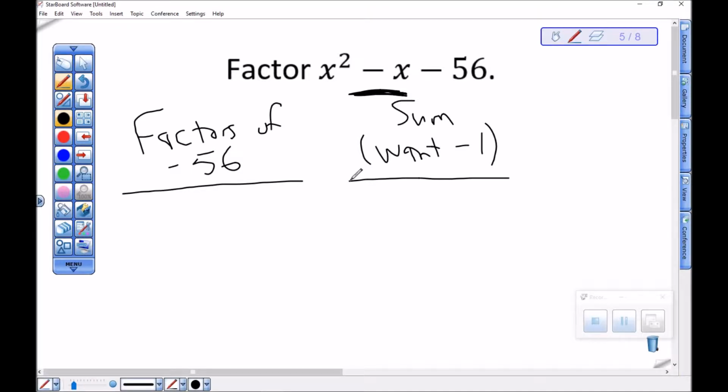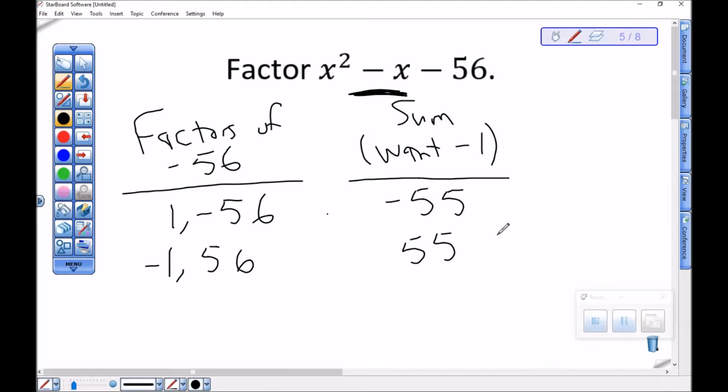Now, if you don't know what those factors are, I'd suggest starting at the beginning. Certainly 1 is a factor of negative 56, and it's 1 times negative 56. Those two numbers multiply together to be negative 56, but when I add them up, 1 plus negative 56 is negative 55. That is not the value I'm looking for. Maybe the signs are incorrect. What if it's negative 1 times positive 56? Negative 1 plus positive 56, though, is 55, and I wanted negative 1.